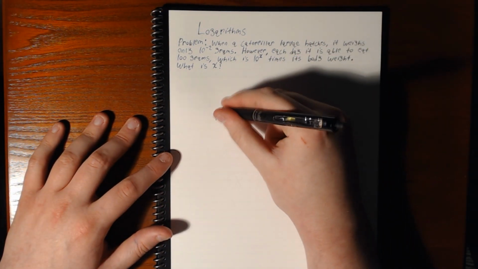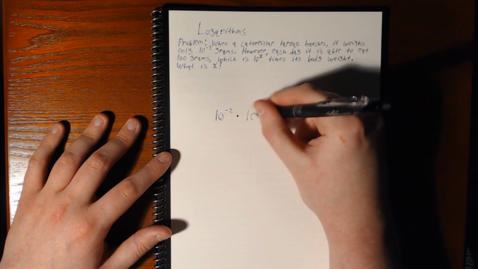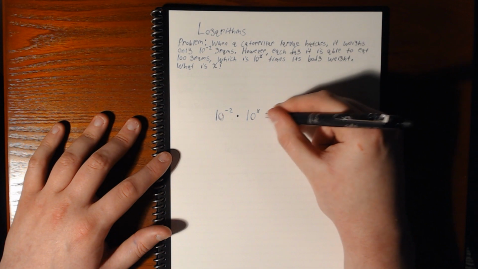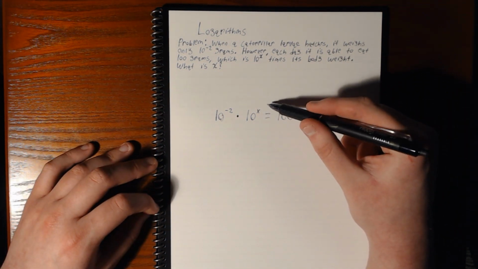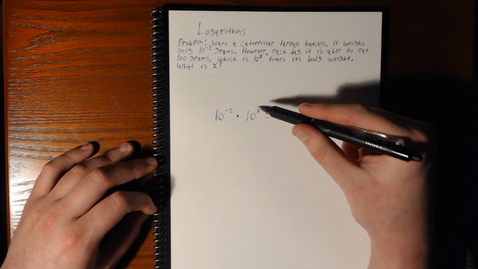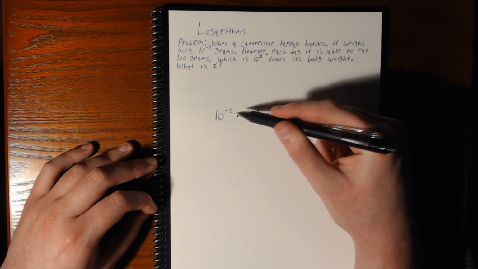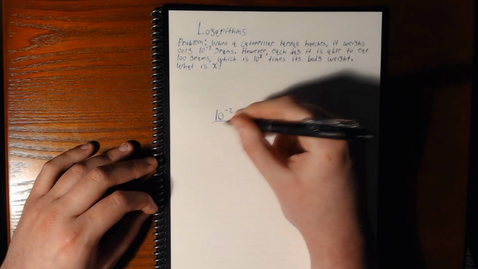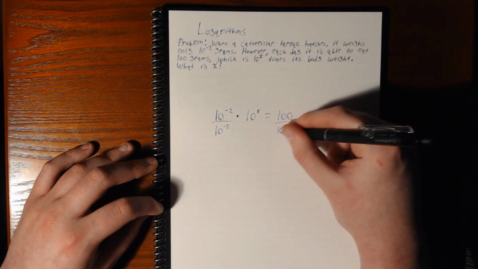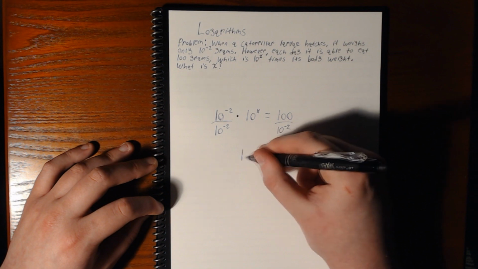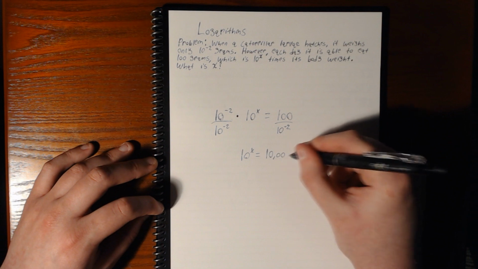All right, so let's write this down again. We've got 10 to the negative 2 times 10 to the x, that's our variable, we don't know, equals 100. So now what we want to do from here is simple algebra. We need to separate the variable from this exponent right here, and we just need to basically put it on that side. So we get 100 divided by 10 to the negative 2, right? And then we get 10 to the x power equals a number that's 10,000.